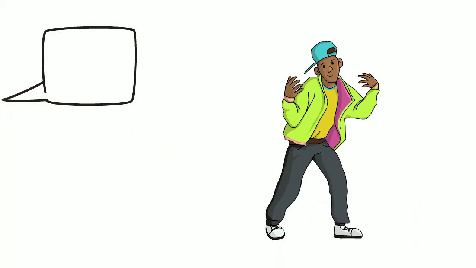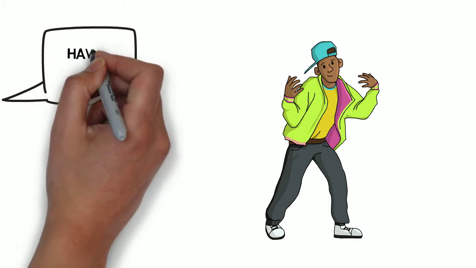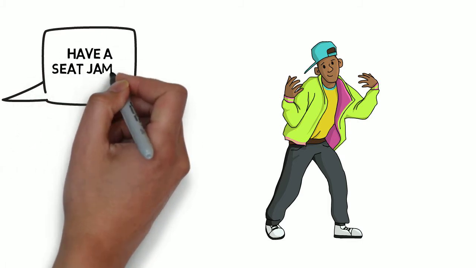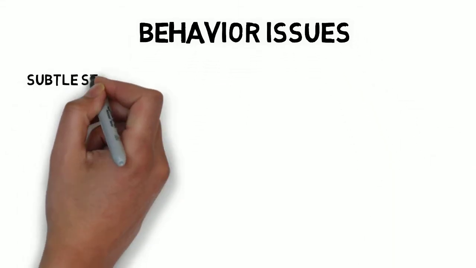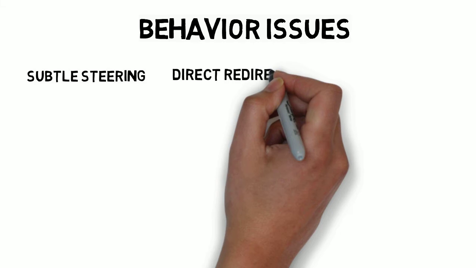No matter how good of a start you get off to, inevitably there'll be times when students are not behaving in the way that you expect. Depending on the severity of the behavior, there's a few ways that you can deal with it. You can use subtle steering, direct redirection, or even implementing consequences.